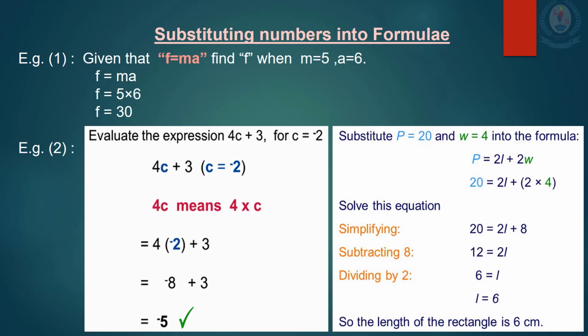Substitute P is equal to 20 and W is equal to 4 into the formula. The given formula is P is equal to L plus 2W. So P stands for 20, W stands for 4.